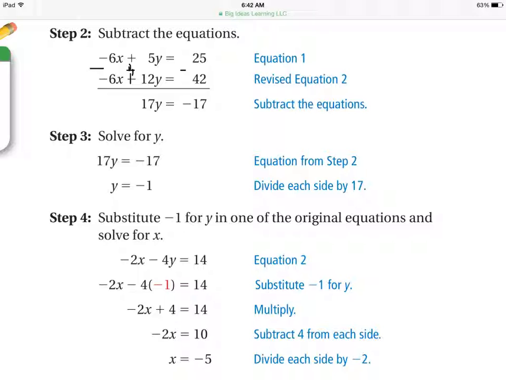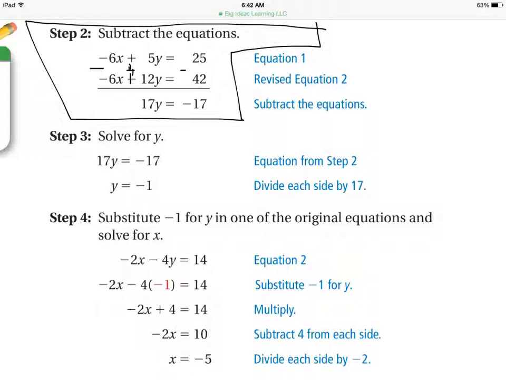So make sure that you write down this step. Step number 3, we're just going to solve for y, just like how you see it. So once we solve for y, divide both sides by 17, I'll end up with y is equal to negative 1.